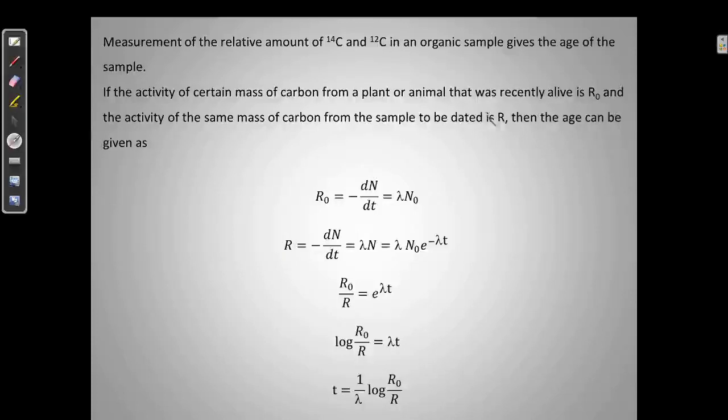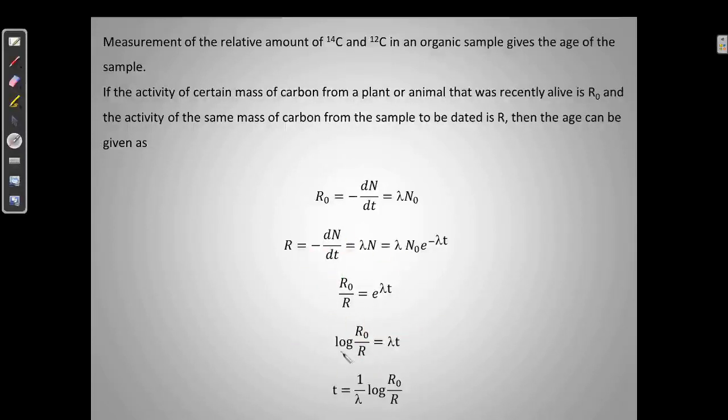What is R? R is the activity of the sample to be measured, the material for which we have to measure the age. So R is equal to minus dn by dt, that is lambda n, where n is equal to n0 into e raised to minus lambda t. So by dividing these two equations, R0 by R will give e raised to lambda t, since e raised to minus lambda t is in the denominator.